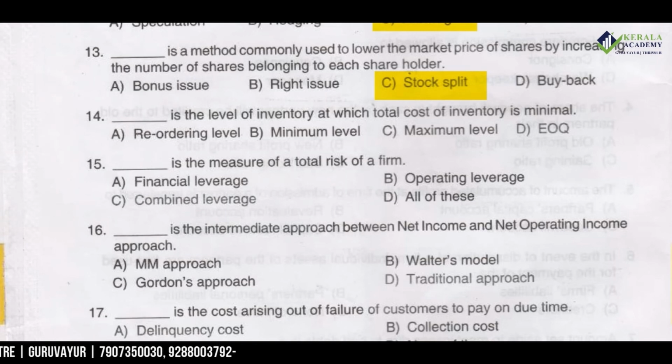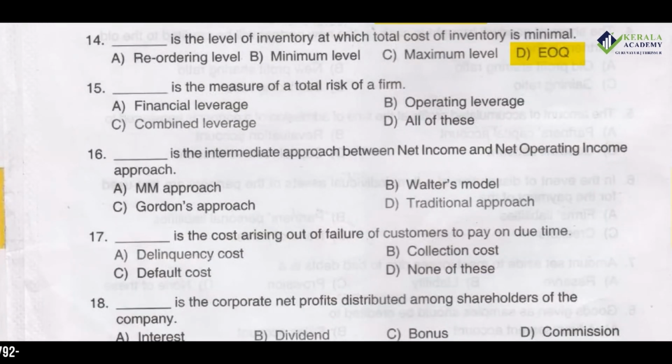Answer option D, EOQ. Dash is the measure of a total risk of a firm. Financial leverage, operating leverage, combined leverage, all of this. Answer option C, combined leverage.